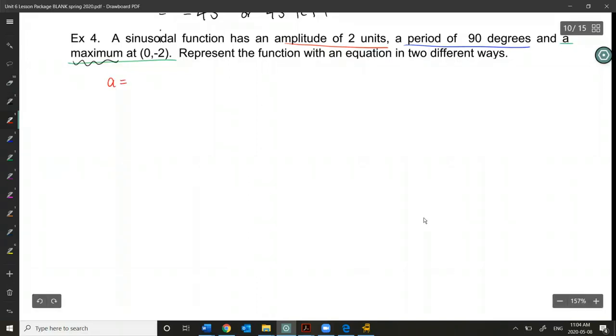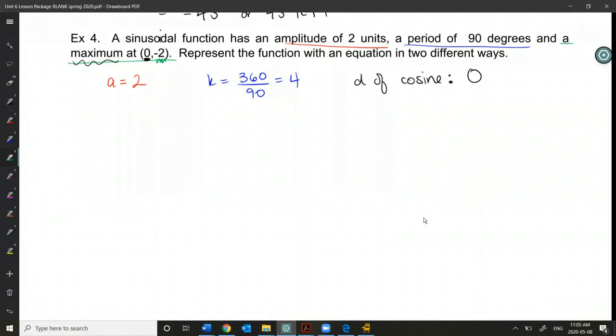So here's what we know so far. Amplitude is 2. That means A is 2. Period is 90, so I can use that to figure out our k value, so that should give us a k value of 4. Maximum is at (0, -2). So we talked about how the 0 gives us d of cosine. So the x coordinate of that maximum, that one's going to be 0. And the y coordinate of that maximum actually gives us the maximum value, and the maximum value is -2.